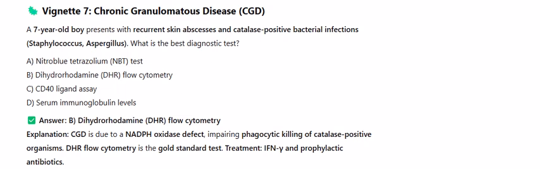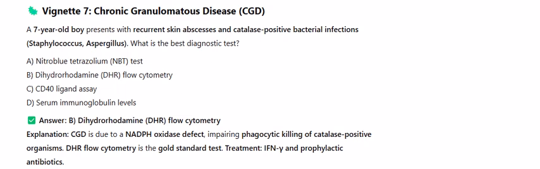Explanation: CGD is due to a NADPH oxidase defect, impairing phagocytic killing of catalase-positive organisms. DHR flow cytometry is the gold standard test. Treatment: IFN-gamma and prophylactic antibiotics. Vignette 8, Chediak-Higashi syndrome.